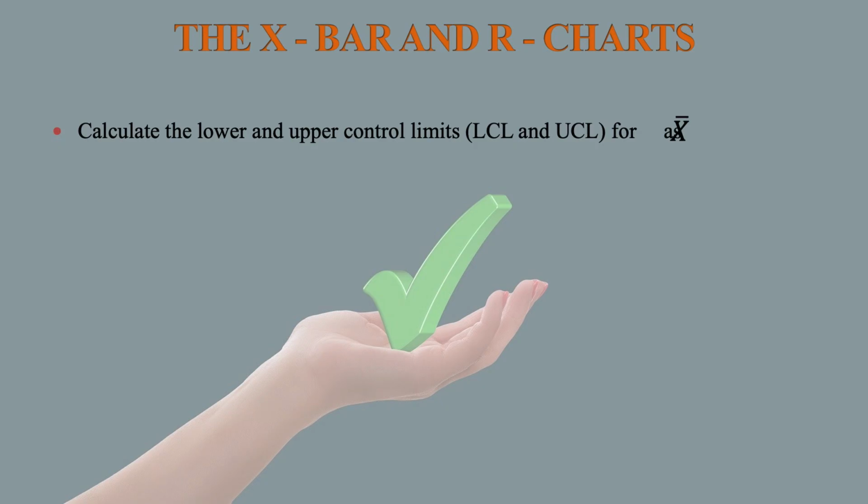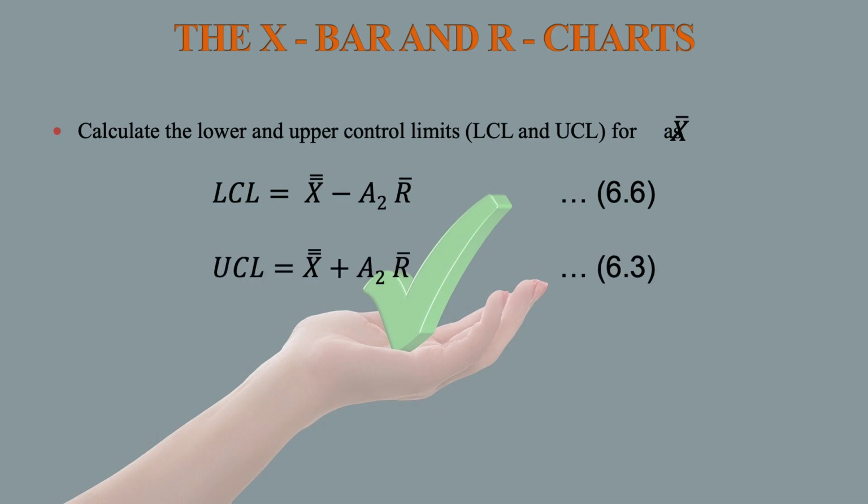Calculate the lower and upper control limits, and in short form lower control limit is defined as LCL and in short form upper control limit is defined as UCL. Now for X bar, LCL is equal to X double bar minus A2 R bar.